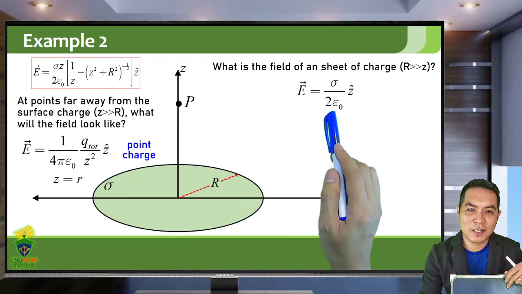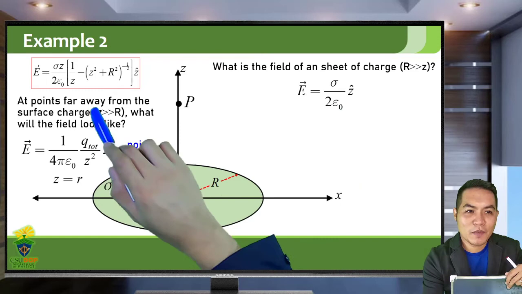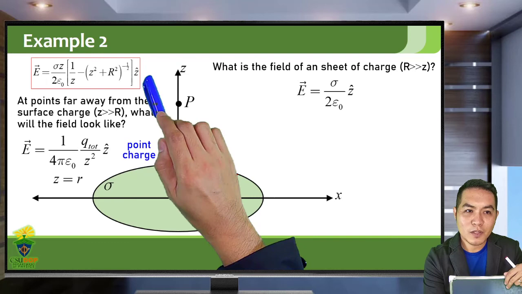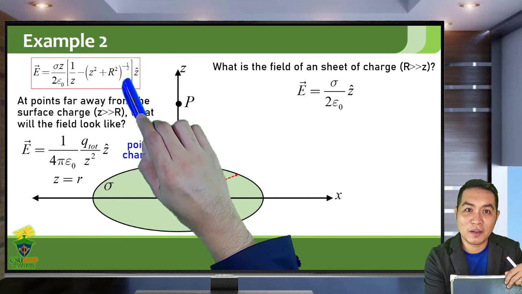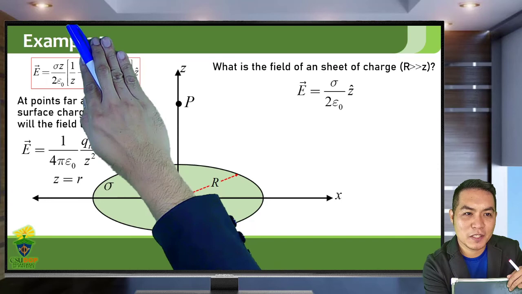arrive at this result. So actually, if you do it properly, the result in the square bracket should just be equal to 1 over z. So the result of this bracket here should just be equal to 1 over z. Such that if this is just 1 over z, so you multiply that, sigma z over 2 epsilon naught, you will get this one. Sigma over 2 epsilon naught. The z will cancel out.